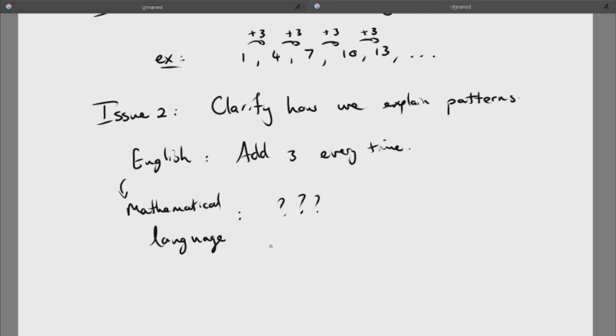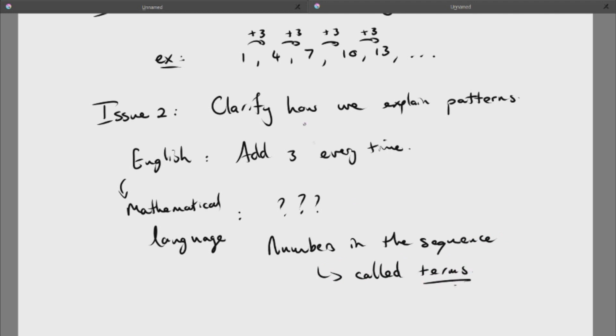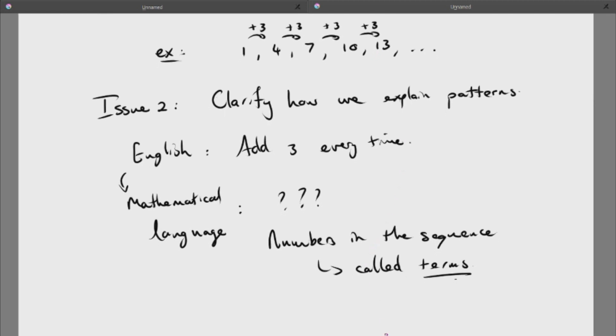So the numbers in the sequence, the actual sequence, we will call those the terms of the sequence. So 1, 4, 7, 10, 13, those are the terms of the sequence. The terms are the actual things in the sequence. Terms.